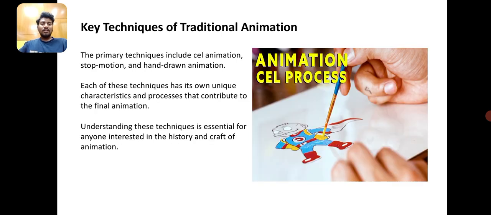Key techniques of traditional animation. The primary techniques include cell animation, stop motion, and hand-drawn animation. Each of these techniques has its own unique characteristics and processes that contribute to the final animation. Understanding these techniques is essential for anyone interested in the history and craft of animation. The most important traditional animations are cell animation, stop motion, and hand animation.